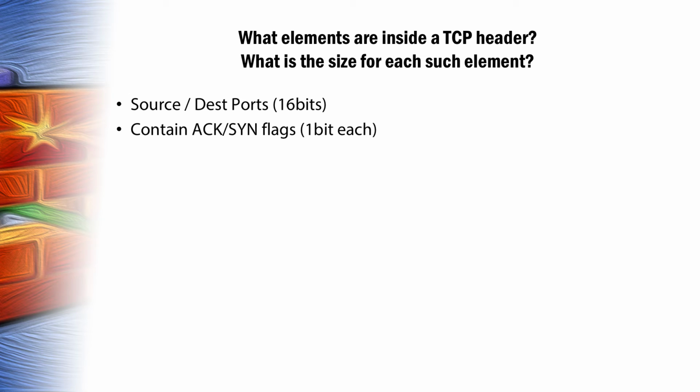The length of the data section is not specified in the TCP segment header. It can be calculated by subtracting the combined length of the TCP header and the encapsulating IP header from the total IP datagram length, specified in the IP header.